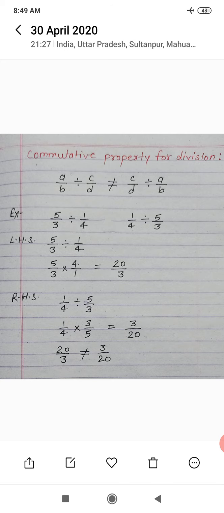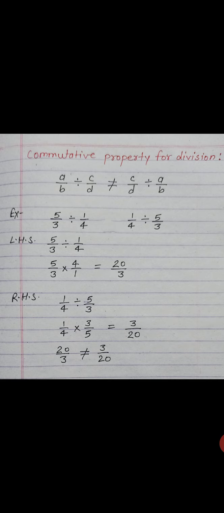We will solve RHS. 1 by 4 divided by 5 by 3, 1 by 4 into 3 by 5 is equal to 3 by 20. 20 by 3 is not equal to 3 by 20. We see that the expressions on both sides are not equal. So division is not commutative for rational numbers.